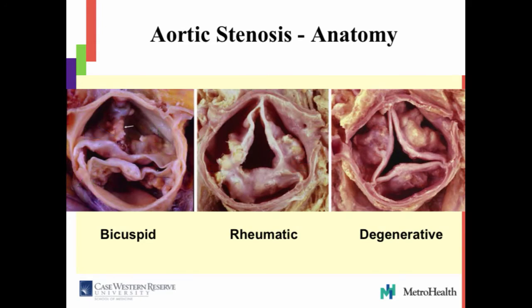Rheumatic disease, usually you see thickening around the edges of the valve. And the calcific disease, you see these calcific deposits on the valve cusps. And this is what we usually see in patients that are in their 70s and 80s.